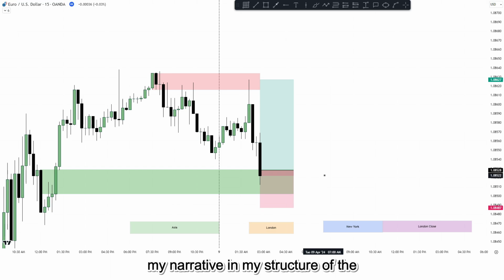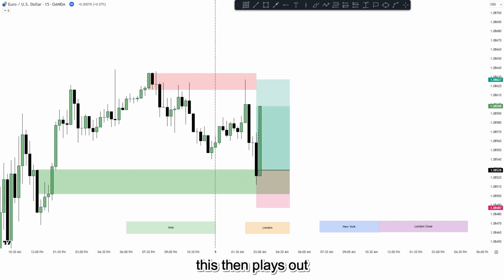My narrative and my structure of the marketplace is higher prices. We're at a level of support. I'm trusting this level of support to hold and recreate that low during the London session. Let's see how this then plays out.